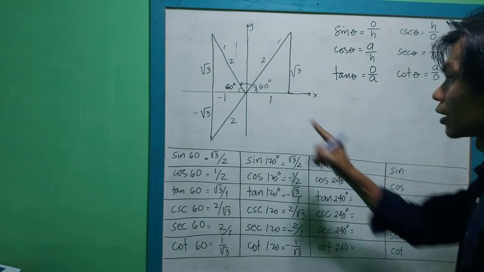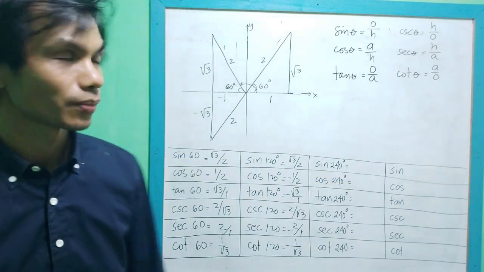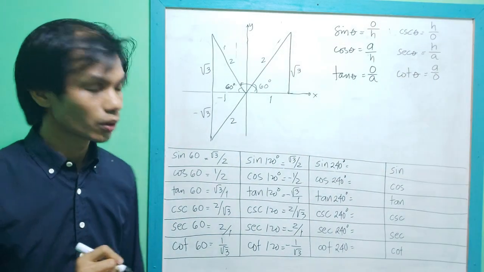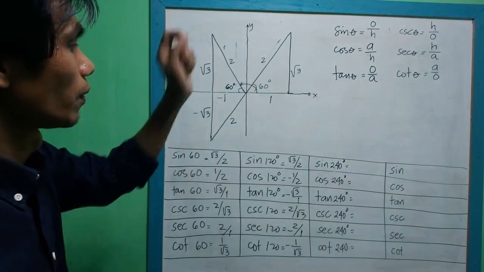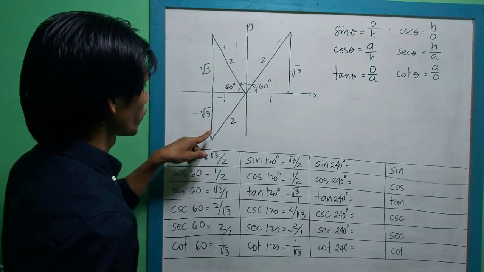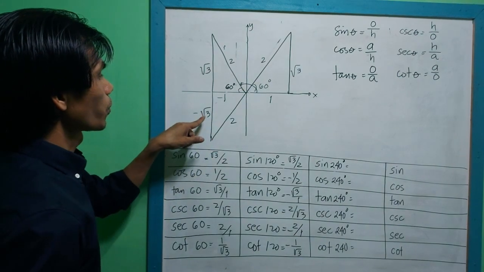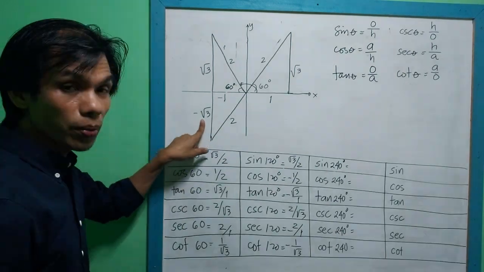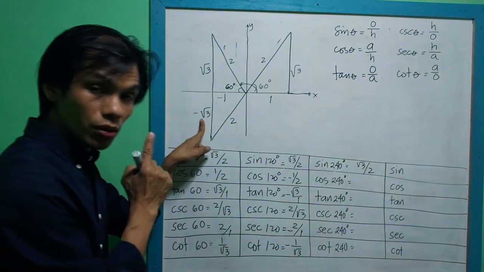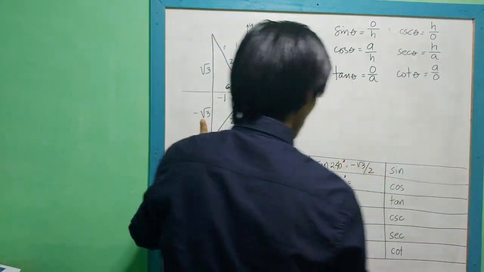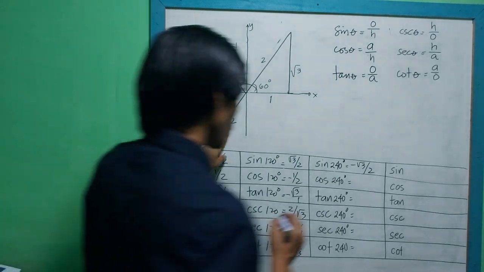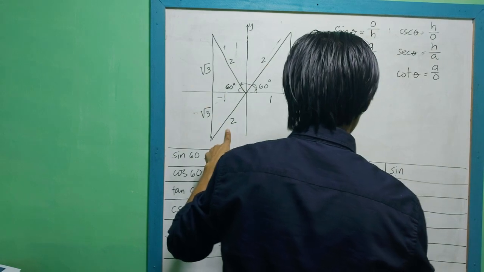Okay? Titingin na naman ulit tayo dito sa triangle natin. Na pinakamaigsi ay 1, ang pinakamahaba ay 2. So, sine of 240. Okay? So, ang sine 240 natin is opposite over hypotenuse. So, ito yung opposite natin. Square root of 3 over 2. Pero yung square root of 3 natin is negative. So, we have negative. Cosine naman is negative 1 over 2. So, we have negative 1 over 2.